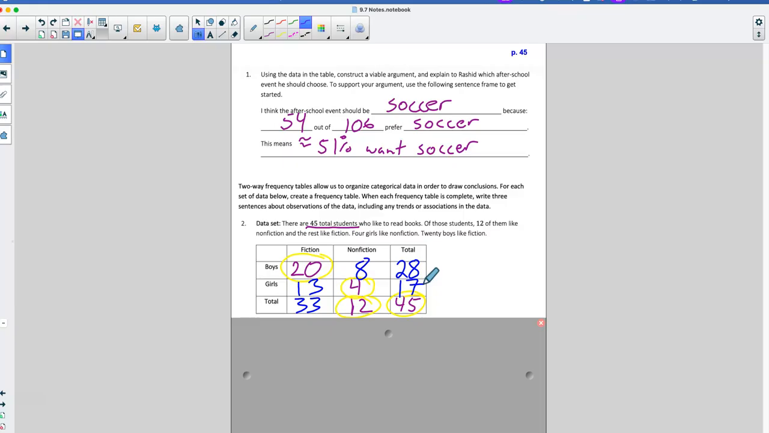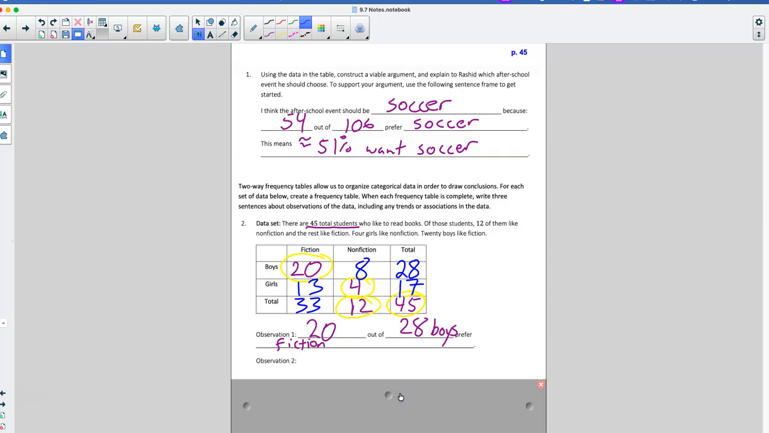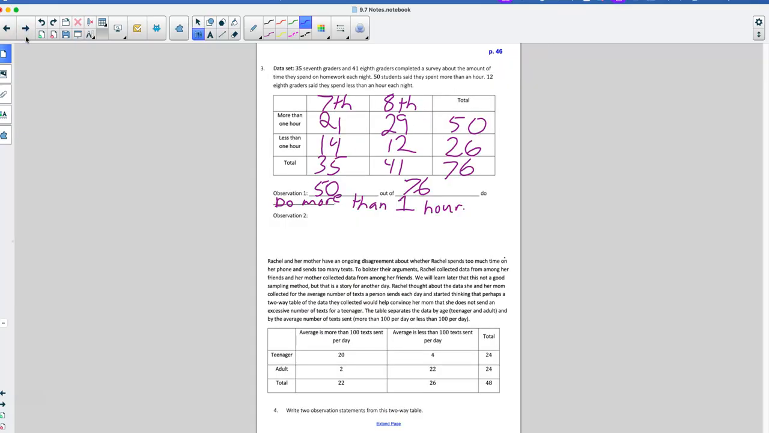The observation that I'm going to make is that 20 out of 28 boys prefer fiction. Now, you could make different ones. You could say, for example, 12 out of 45 students like nonfiction, or out of 17 girls, 13 prefer fiction. There are lots of different ways of looking at this. You're just looking to see whether you can understand how to read it, and that's all we're really doing for those problems. I have one last one here, and I'm actually going to skip it. We are just going to stop right there.